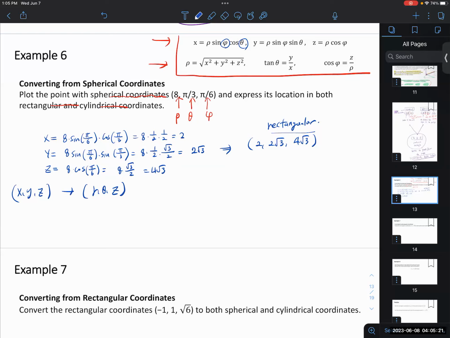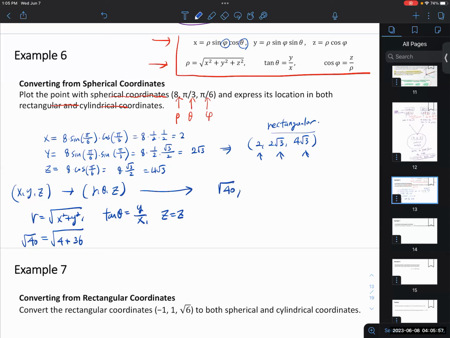So we know, let me go up to the equation because I don't memorize that too. If you go to the cylindrical coordinate, r equals radical x squared plus y squared. And we know tangent theta is y over x, and z equals z. So we're going to convert it. r equals radical of x squared plus y squared, and then 4 times 9, 36. So this is going to be radical 40. So r is going to be radical 40. Am I correct?